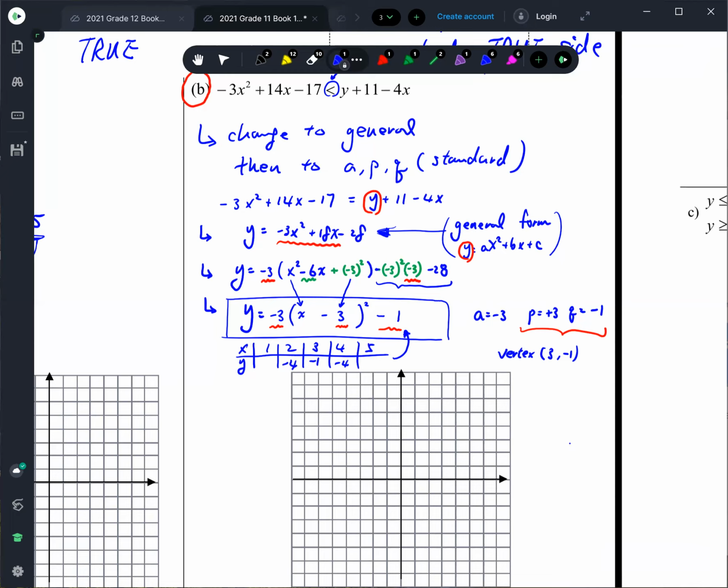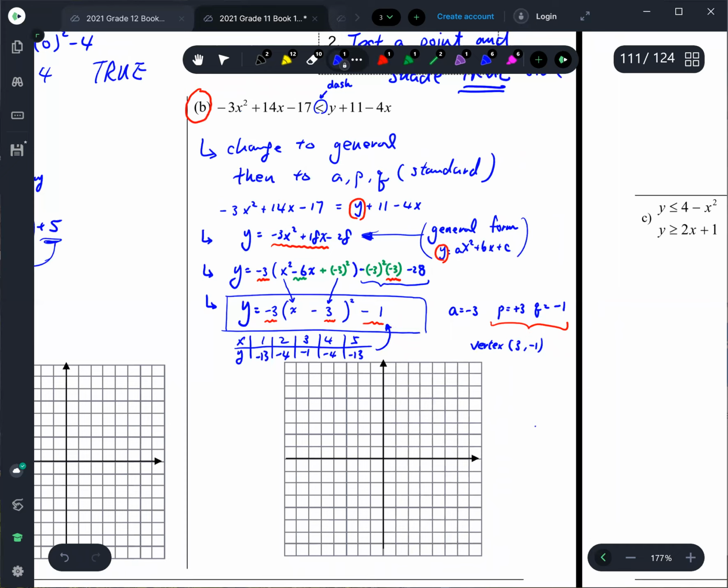Okay, and what's your value for 5? I got -13. Okay, -13, so the other side should be -13 as well. All right, it looks like -13 we won't be able to fit, so you just plot 3 points. This one, the value for a is negative, so that means it should be opening down. Okay, complete the graph.